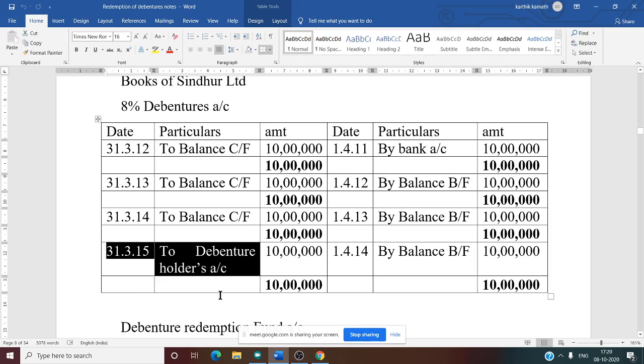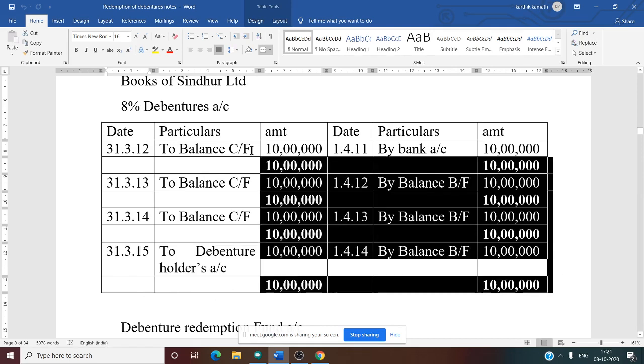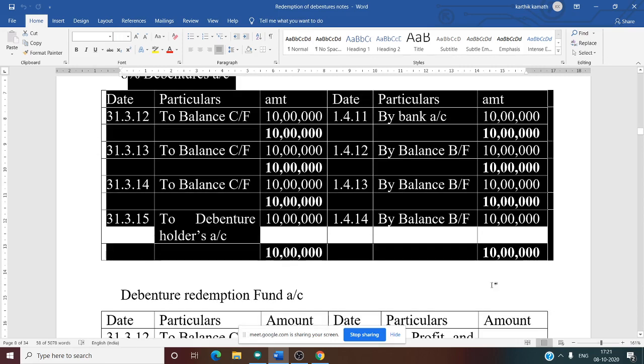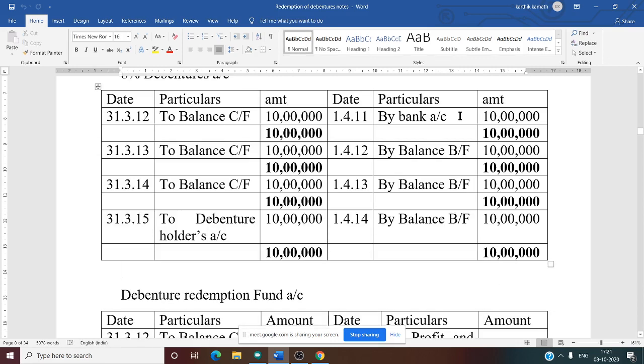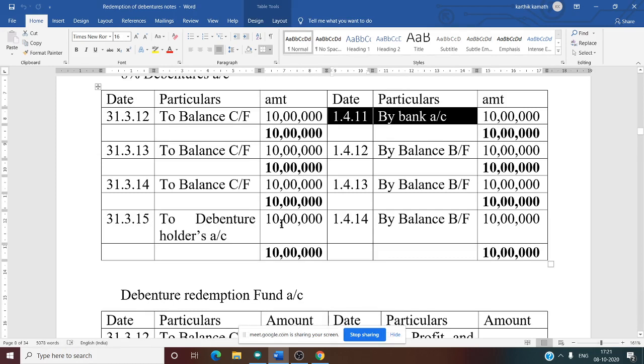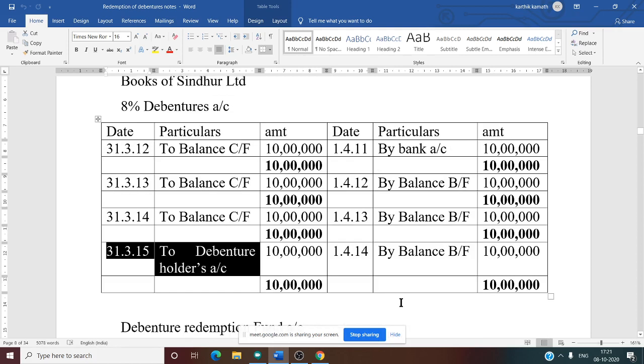So now the 8% debenture account is created. Only this much you need to do. It is a very simple account. See this, only two entries. One is the issue, at the beginning, and one is the payment at the end of the term. All other balances are carried forward and brought down. That's it. That is the 8% debenture account.